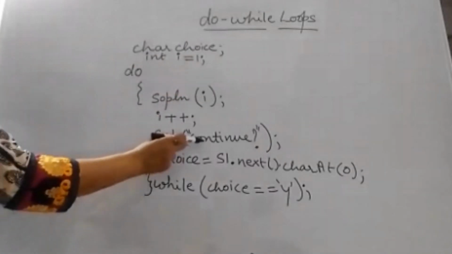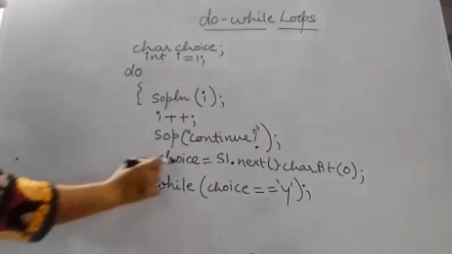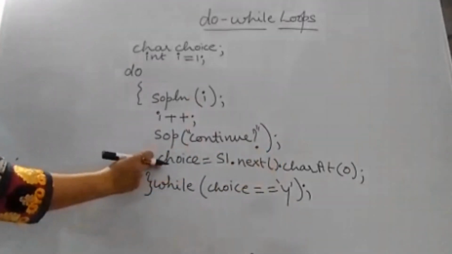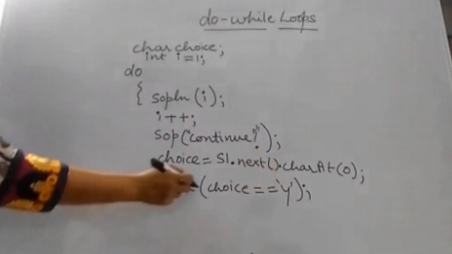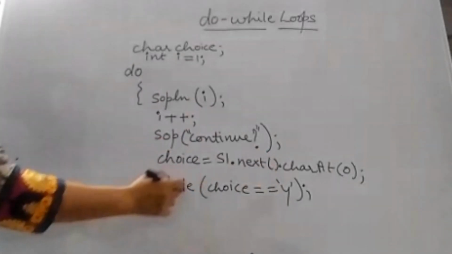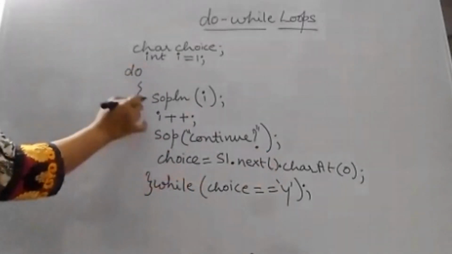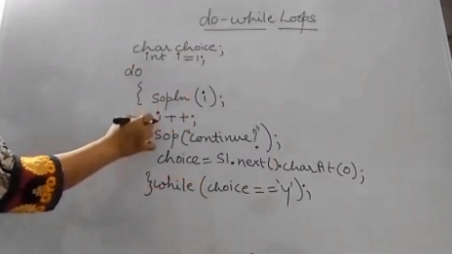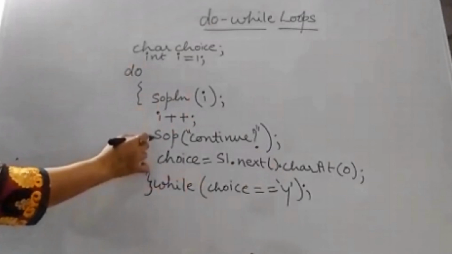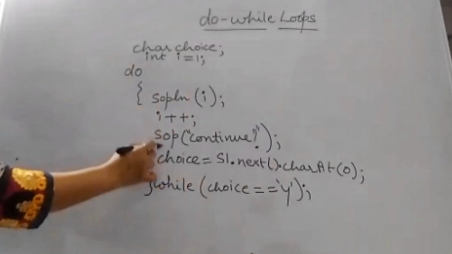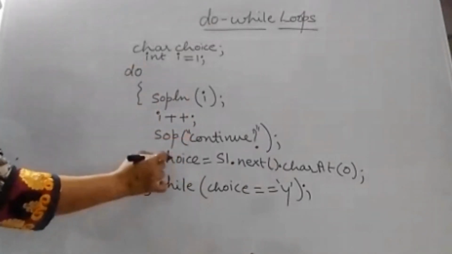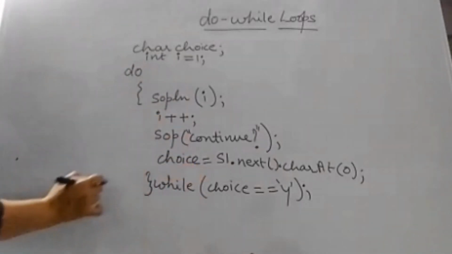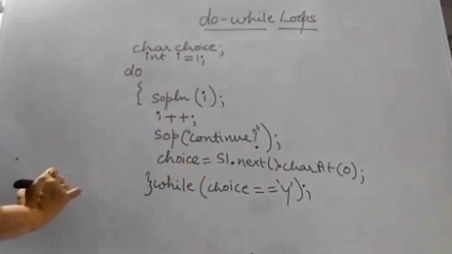Now it is asking the user, do you want to continue? If he says y, this is accepting a character. So when the user says y, is choice equal to y? Yes. So again it goes to the beginning and now i has become 2. So 2 will be displayed, then i++. Now i has become 3. It asks him to continue. If he says y again, then again choice is equal to y. So it again goes to the beginning of the loop and then it will display 3 now.